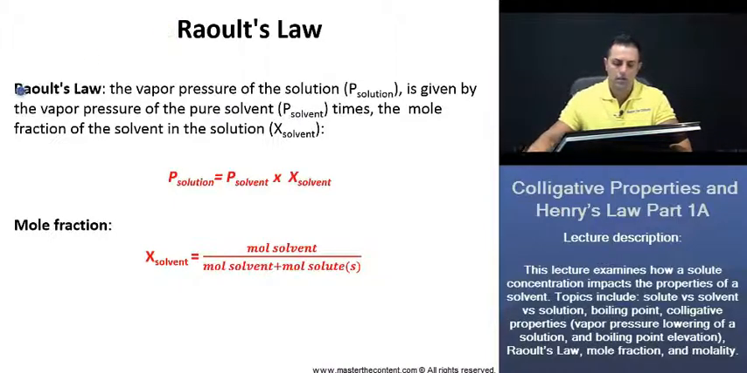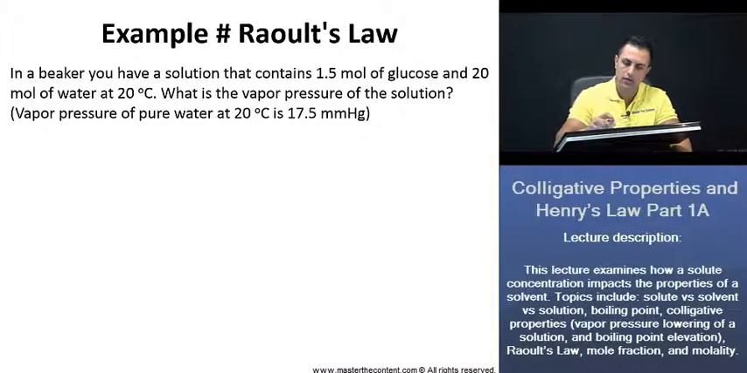Raoult's law states that the vapor pressure of the solution is given by the vapor pressure of the pure solvent times the mole fraction of the solvent in the solution. And what is the mole fraction? We covered it in a previous lecture series, but we'll just quickly define the equation here. The mole fraction is the moles of the solvent over the moles of the solvent plus the moles of the solute or solutes. Great, let's actually do an example of Raoult's law now, and we'll do that on the next slide.